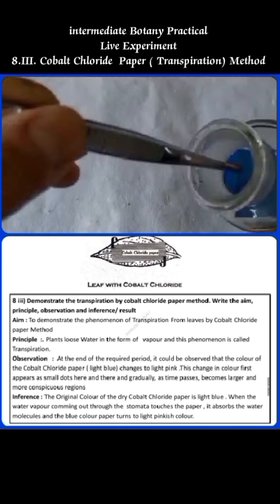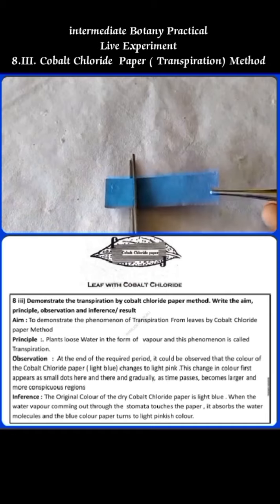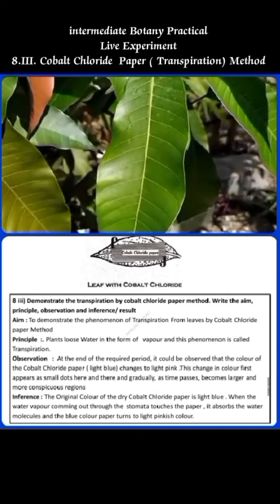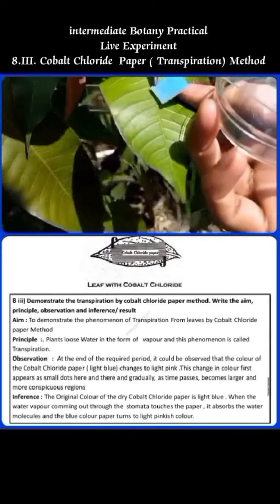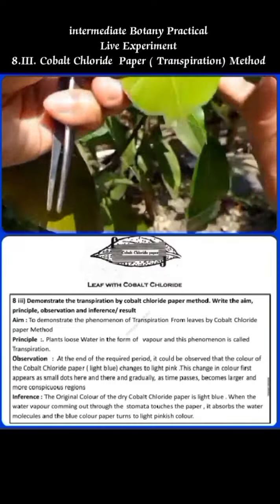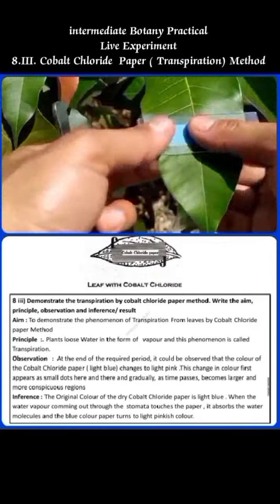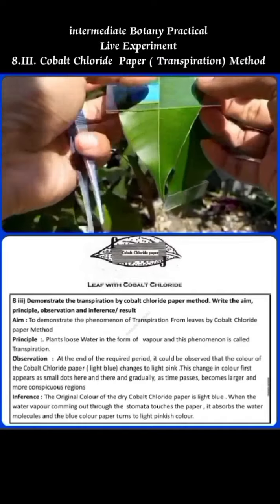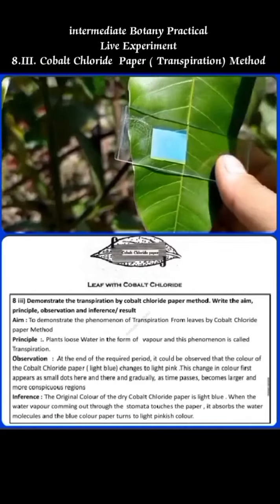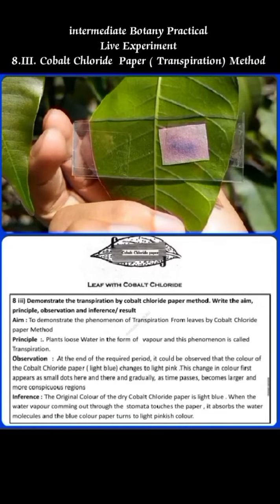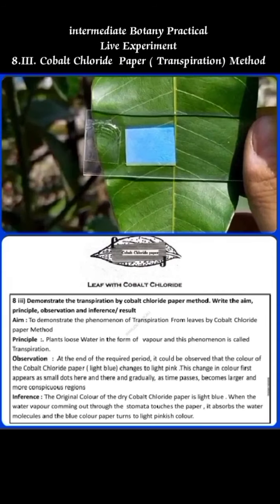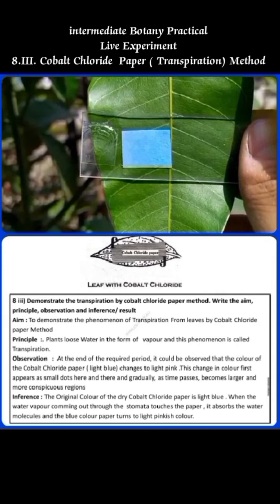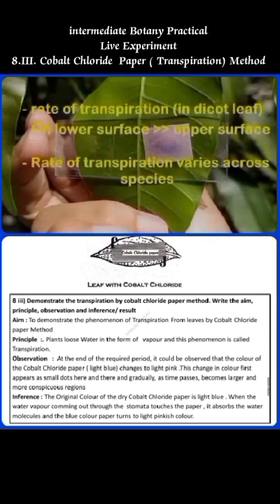Observation: at the end of the required period, the color of the cobalt chloride paper changes to light pink. This change in color first appears as small dots here and there, and gradually, as time passes, becomes larger and more conspicuous regions. Inference: the original color of the dry cobalt chloride paper is light blue. When the water vapor coming out through the stomata touches the paper, it absorbs the water molecules. The blue paper turns into a light pinkish color.